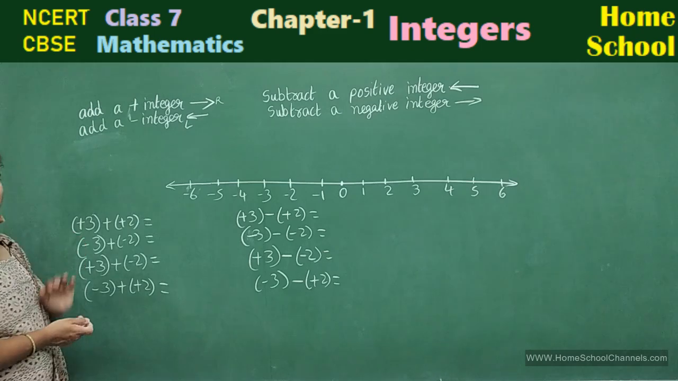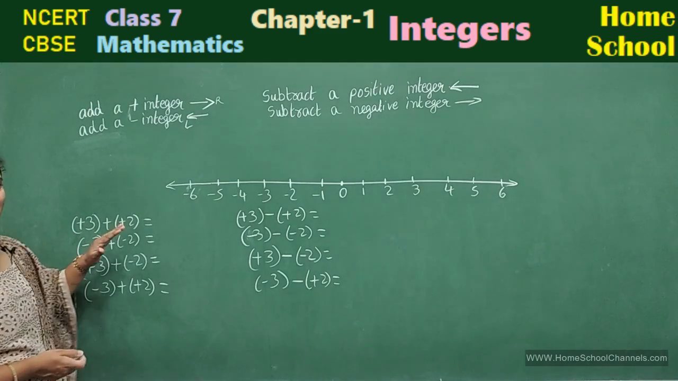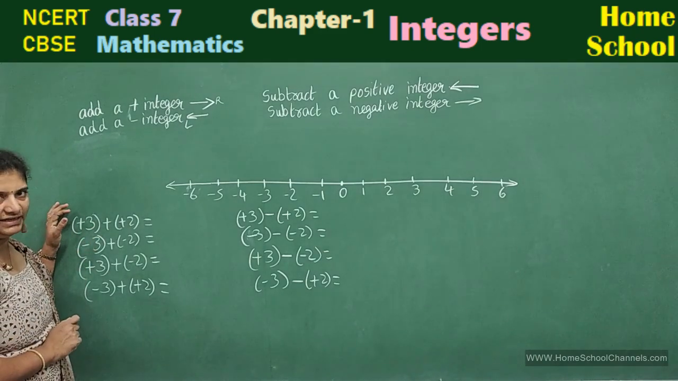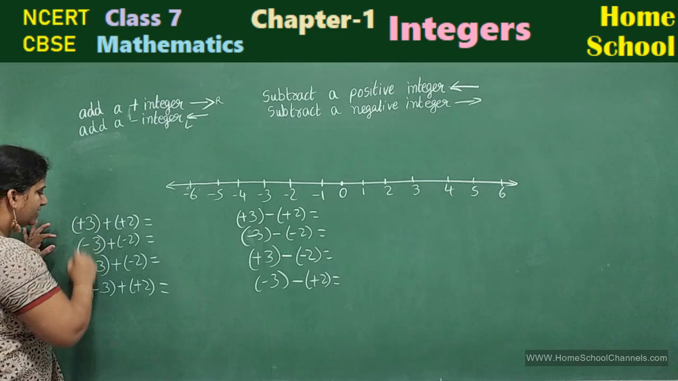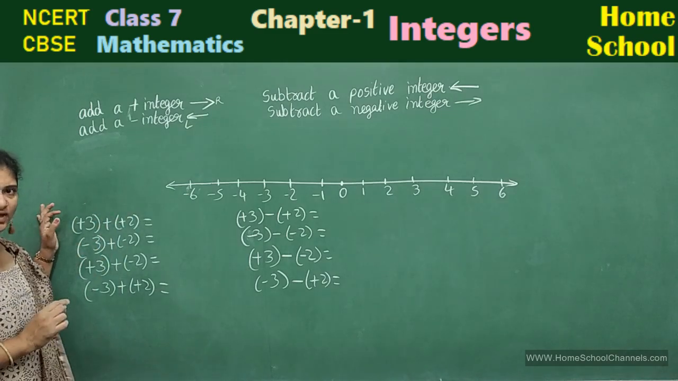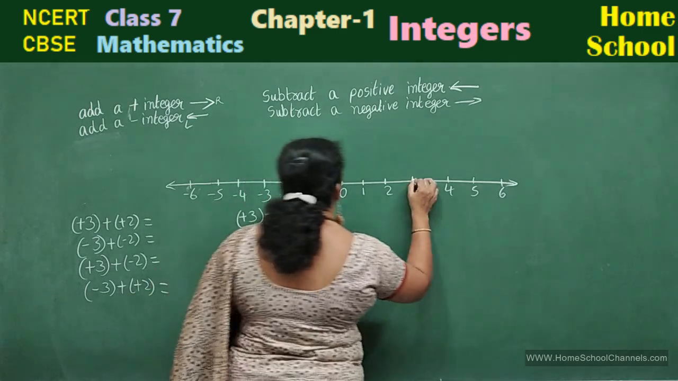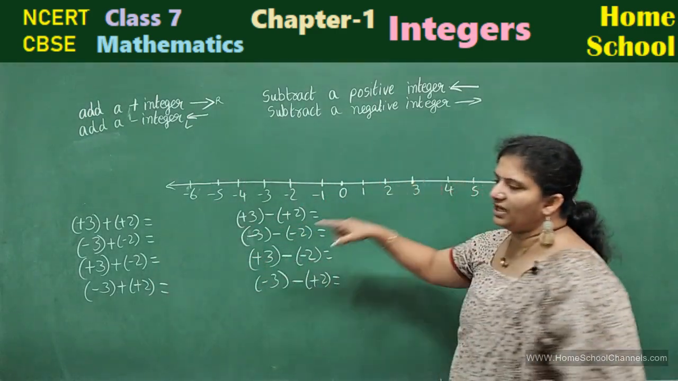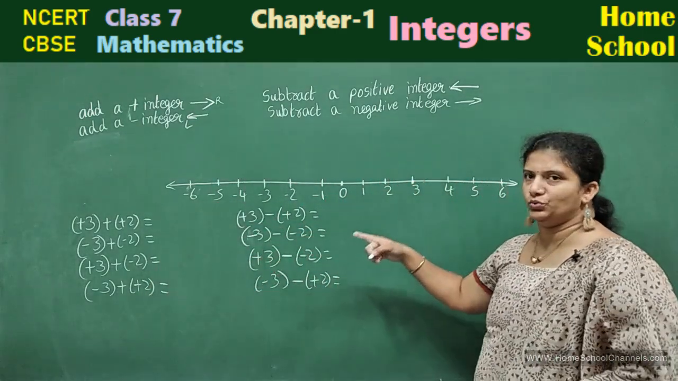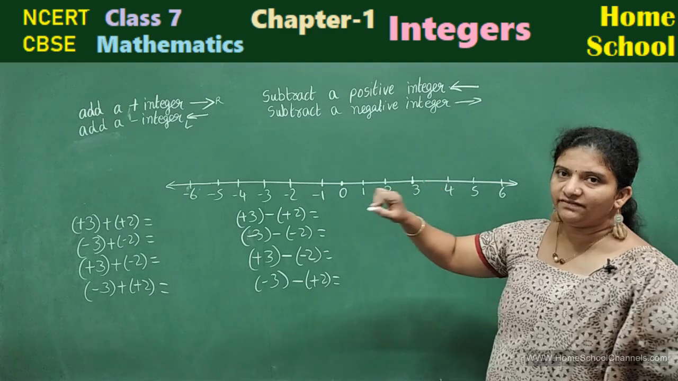Okay? So observe here carefully. When I am adding two positive integers, the first number indicates the position on the number line. Plus 3. Okay. You are here. Right? Plus 3. If you need to add plus 2, add a positive integer.